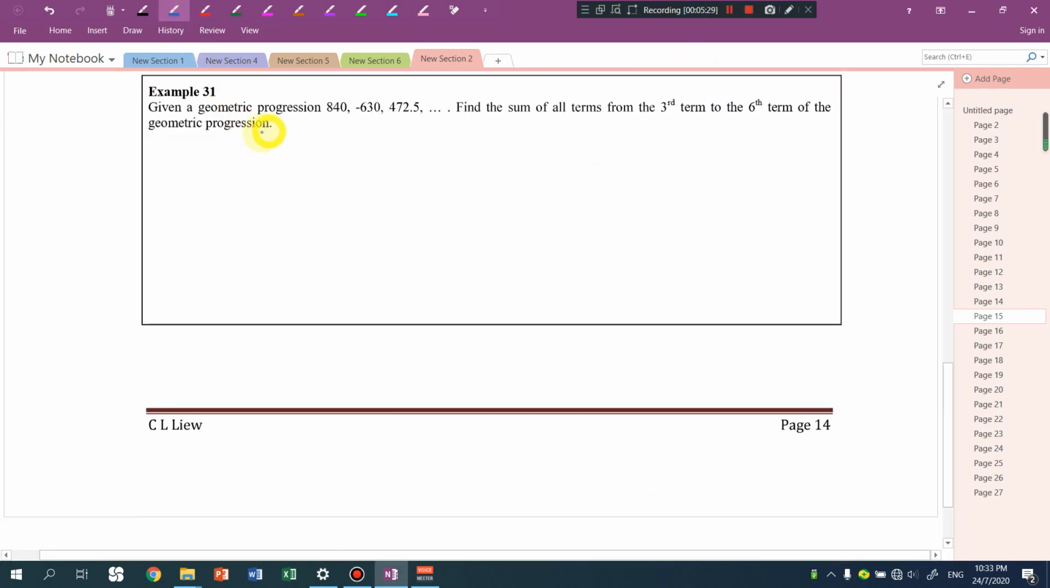Okay, let's try another example. Given a geometric progression, we have 840, negative 630, 472.5, and so on. Find the sum of all terms from the third term to the sixth term of the geometric progression. That means the question is asking us to find T3 plus T4 plus T5 plus T6.